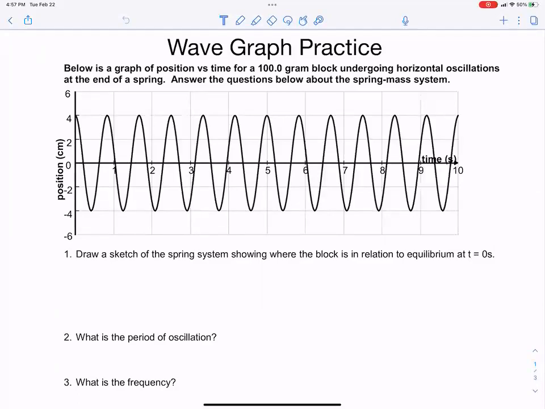Hello. In this video tutorial, we're going to take a look at waves graph practice. Please remember to pause or rewind the video as necessary.